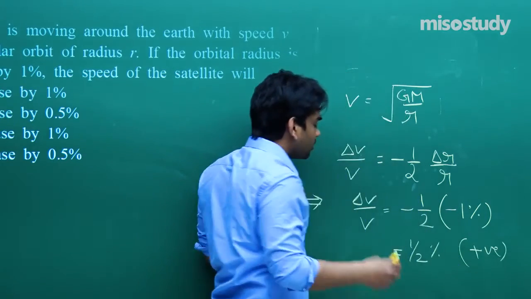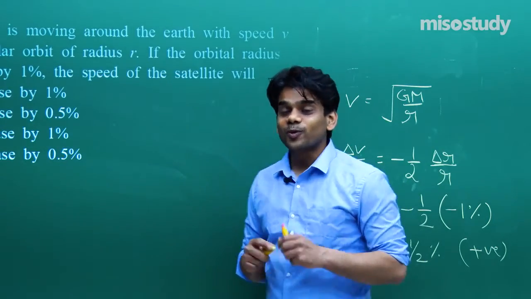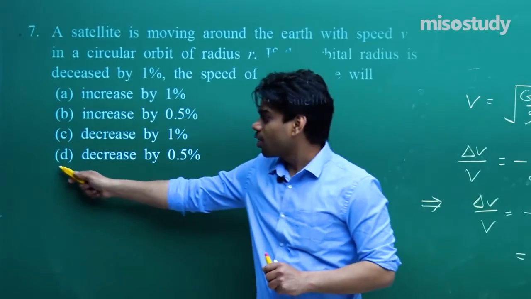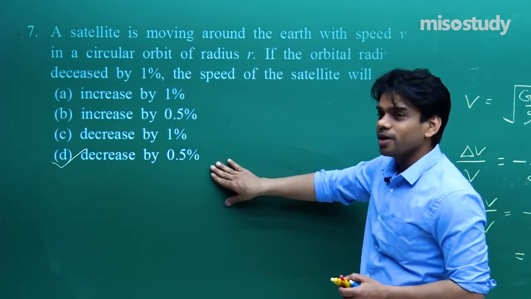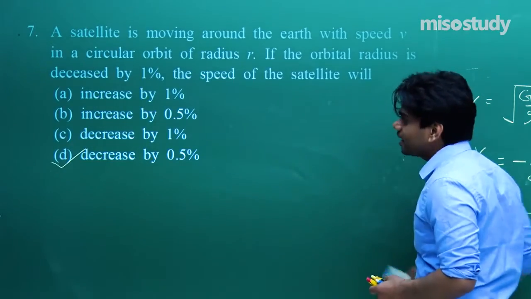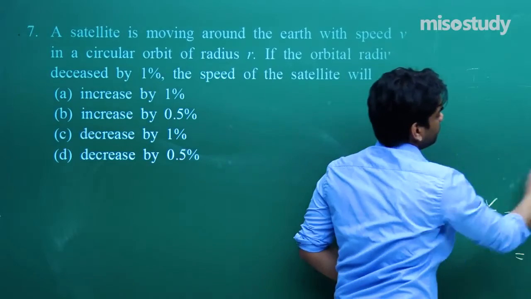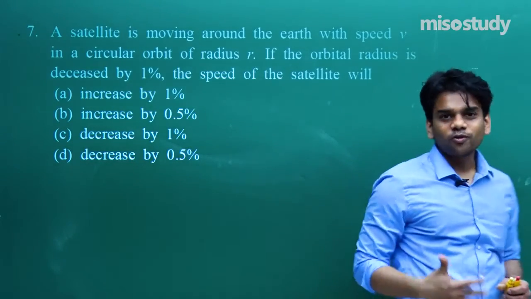That means the velocity is going to increase by half a percent. This is how you have to do such kind of question. That means it increases by 0.5%. Option number B is the right answer. So it will not decrease, it will increase, but by 0.5%. This is the right answer for this question. Next one. All such questions will be good for your practice and recap of all the formulae that you have learned in this chapter.